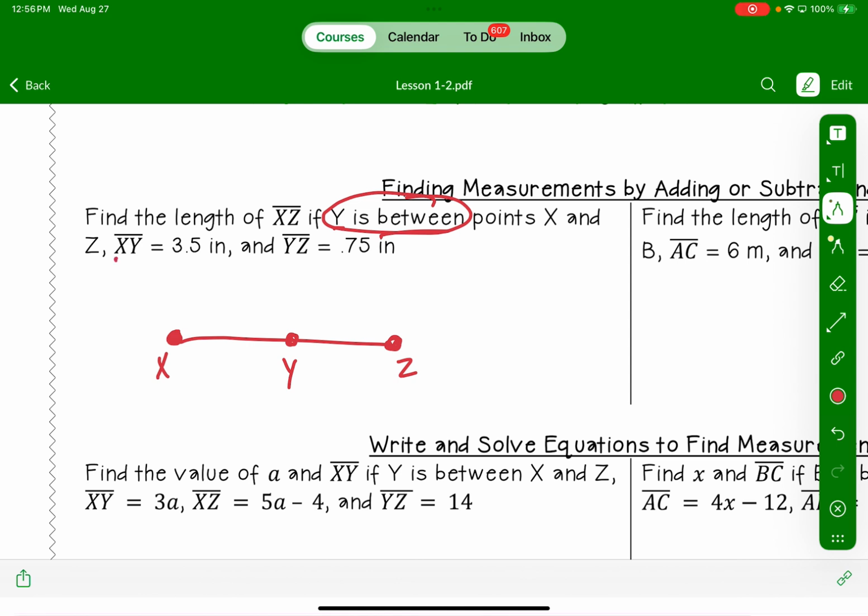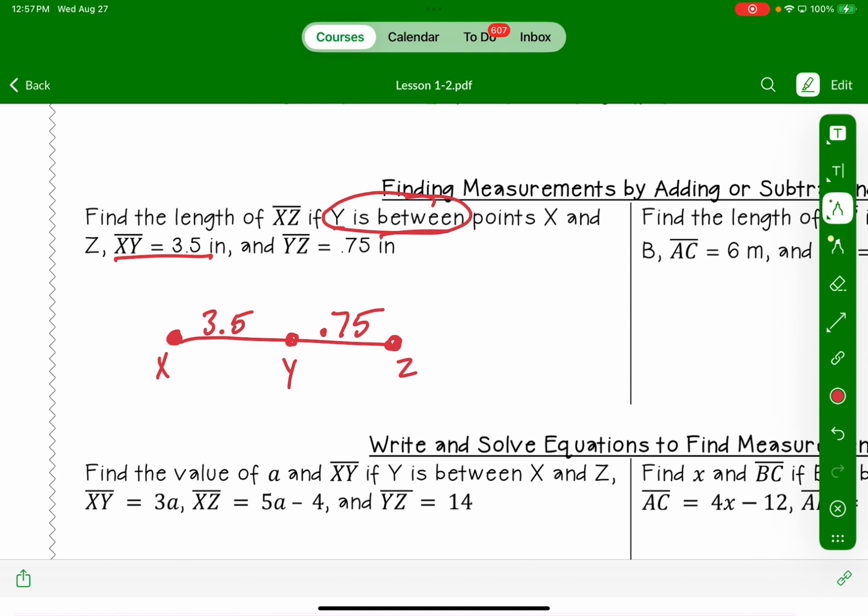It says line segment XY is equal to 3.5. So where can I put 3.5? Yes, this portion of our line is 3.5. Then it says YZ is 0.75. So where do I put that? Right here. Now, looking at our picture, is that an accurate picture? No, but that's okay. We don't need to erase or adjust anything, because the picture gives us an idea of how to solve the problem.